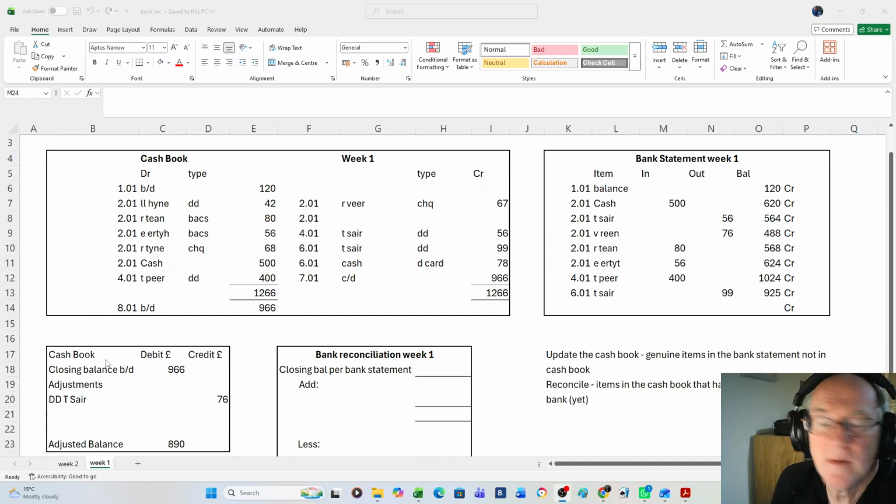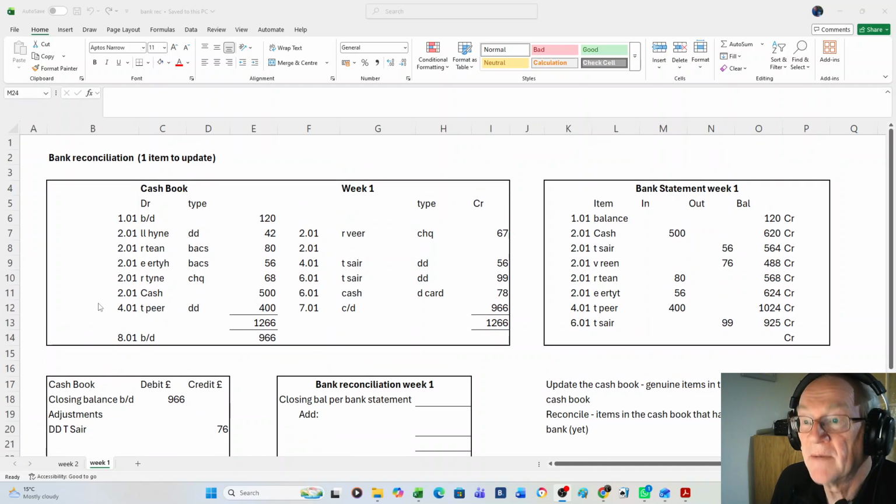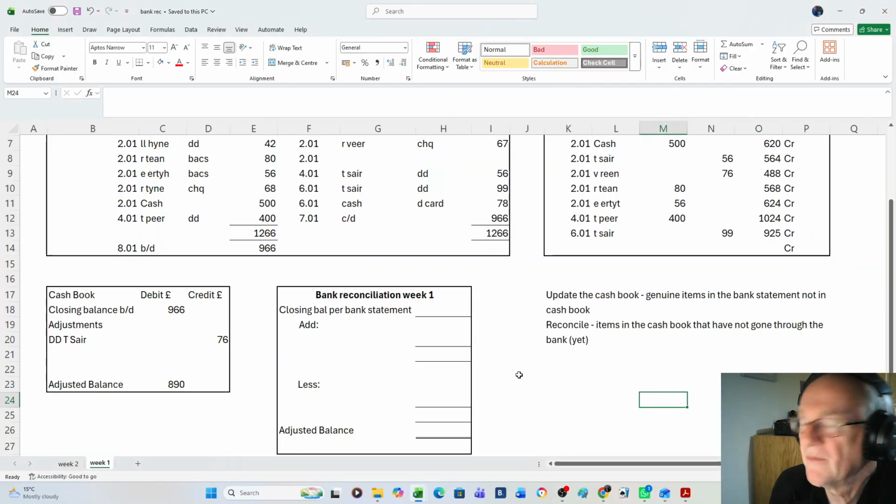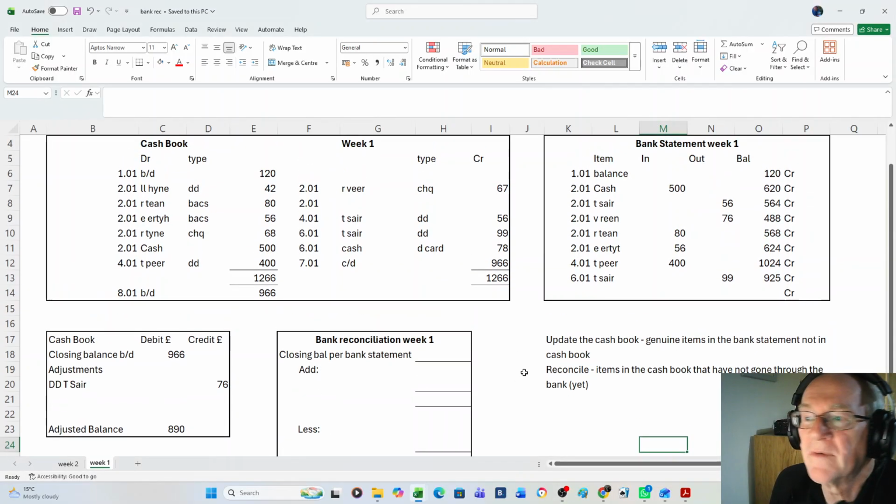Hello accounts people, time to have a look at bank reconciliations, time to update my videos to match the current AAT boxes that you fill in and anything else that matters. Also, the same problems have been around for a few years, which is where opening balances are different. We'll see that in week 2.